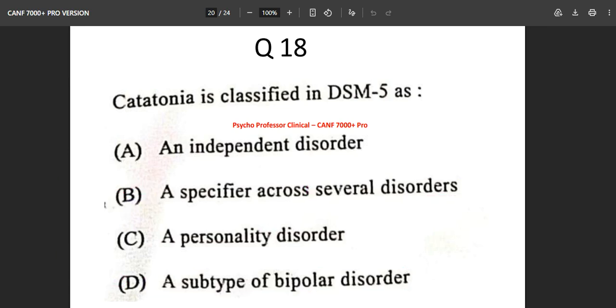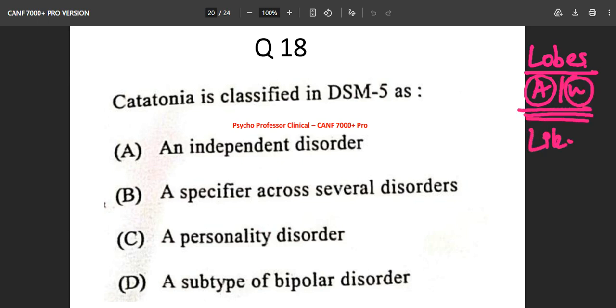Okay, so with this we'll finish today's video. You have just learned complete details about the lobes, their working, the auditory, the Wernicke's, and all these things you have seen.